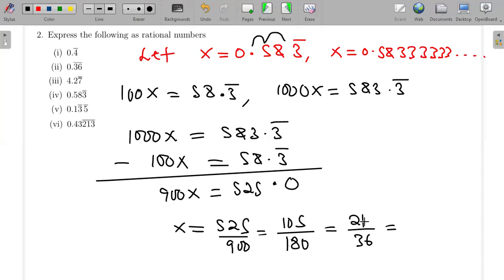Okay, so I see again 3 can go into 21, 7 times. And 3 can go into 36. How many times? 12 times. So this number here is the same as 7 over 12. It's the same as 7 over 12.